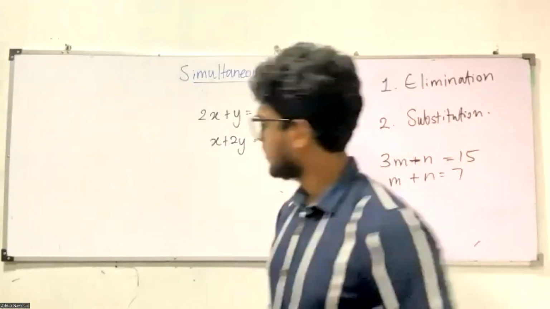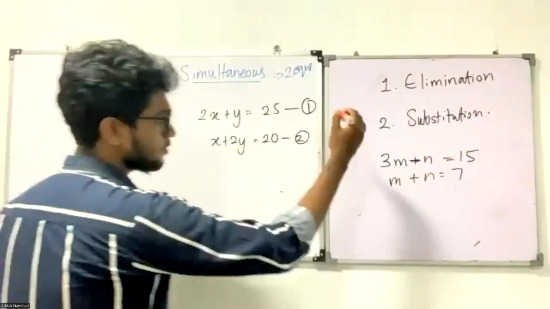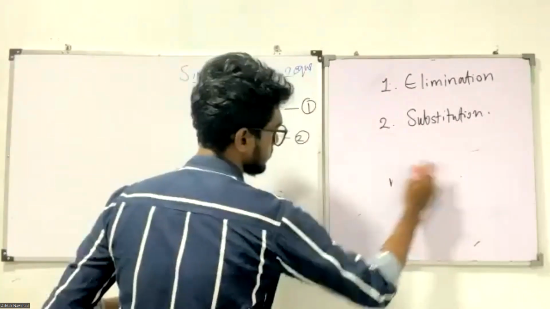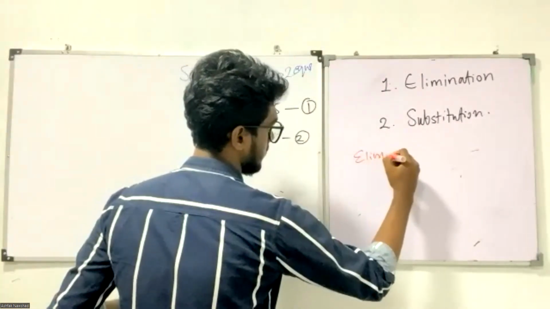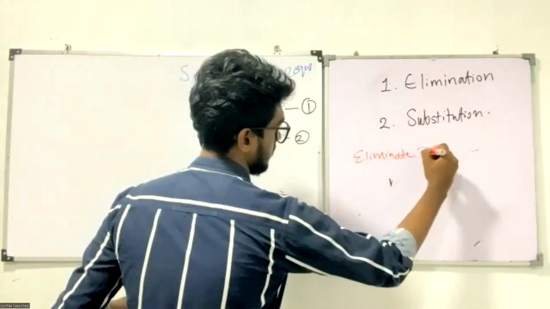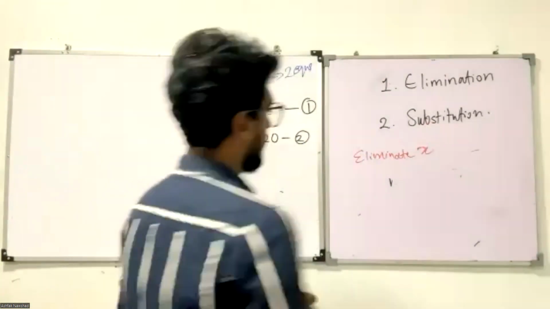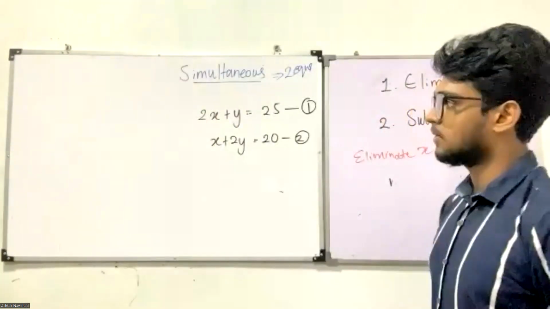Right, all right. Now I chose x. You can choose y, no matter. I choose x. Eliminate x. So what's the second step? I must make the coefficients equal.